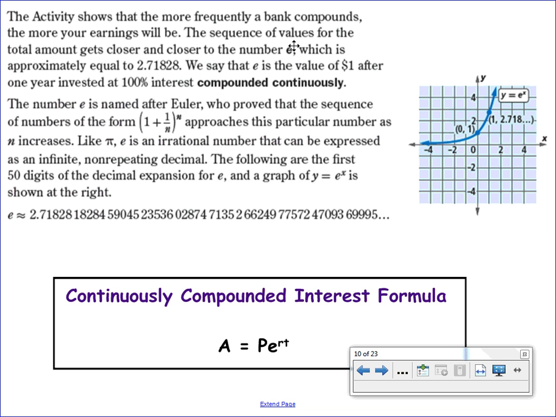But E is a famous number, and it's used here to represent continuous growth or continuous decay. So anytime you see those words, growing continuously or decaying continuously, then we're going to be authorized to use this new formula. It generally comes from compound interest, in this case, but it can be applied to radioactive isotopes for decay. It can be applied to population growth, right? For growth. And so anytime we're dealing with continuous growth or decay, we can use the number E.